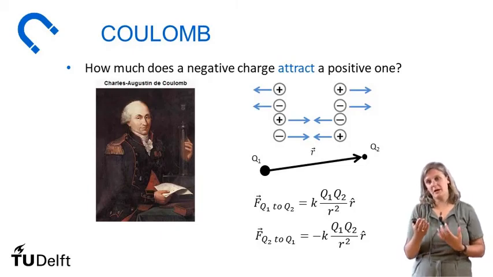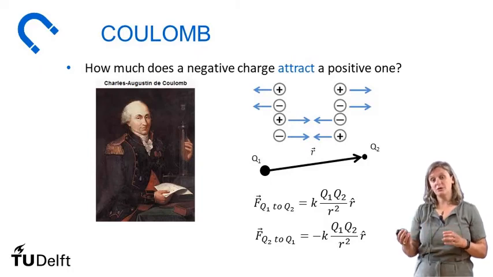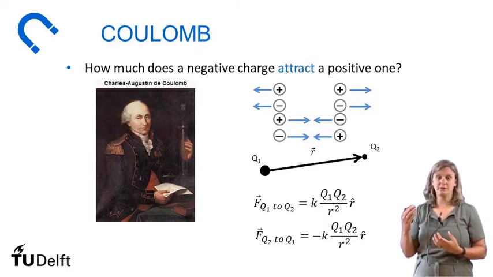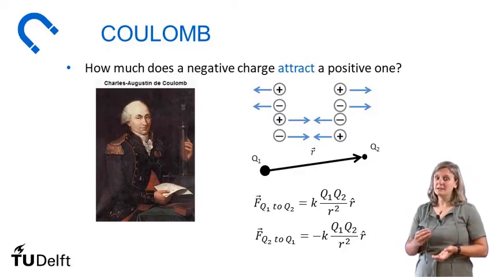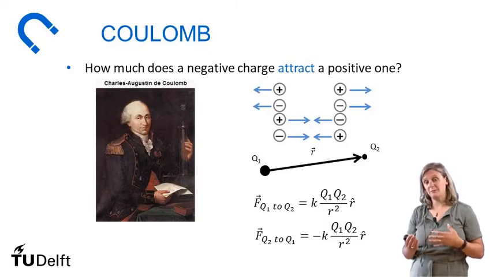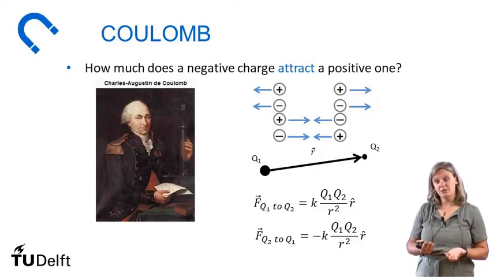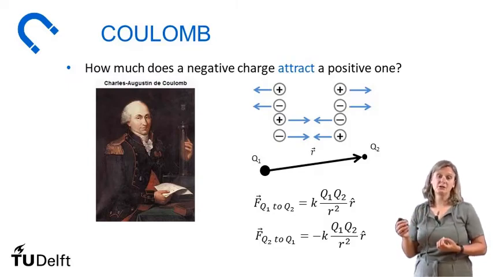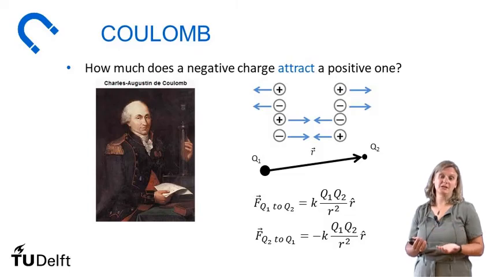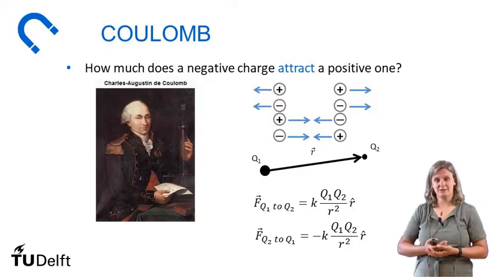And as we can see in the equation I wrote below it, F of Q1 on Q2 is actually K Q1 Q2 divided by R squared multiplied with R hat. And this is something that's new to you. Before I go on, I would like to stress that we also have the opposite force of Q2 on Q1. Because R hat is still the vector in the same direction, as a consequence, this needs to be minus K times Q1 Q2 divided by R squared multiplied with R hat.